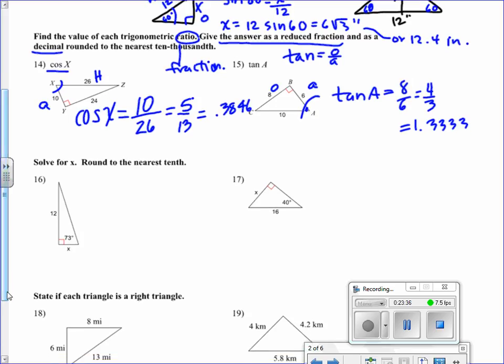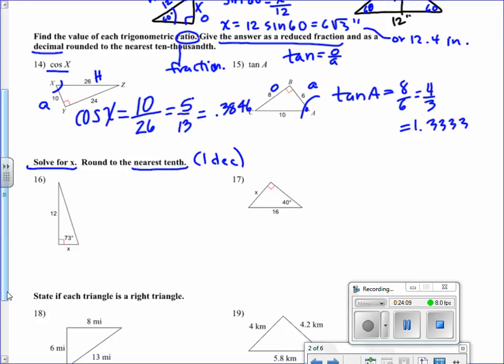Number 16, solve for x. Round to the nearest tenth, so that's 1 decimal place. Okay, and so here's x. So when you have to solve for x, you got to think, okay, what am I looking for? Am I looking for the measure of an angle, or am I looking for the measure of a side? That's important because that determines whether you're using a regular trig function or an inverse function. So since I'm looking for a side, I'm just going to use a regular trig function.